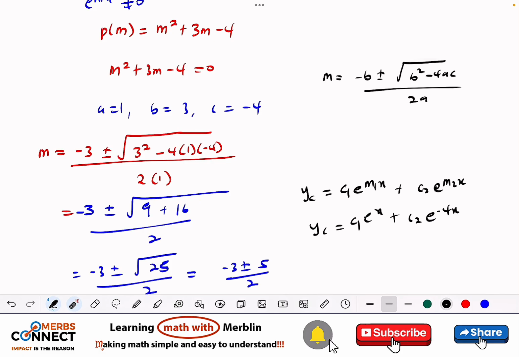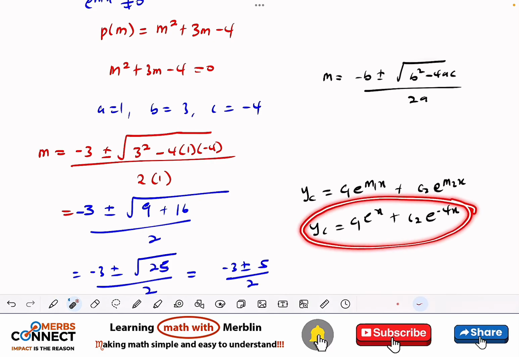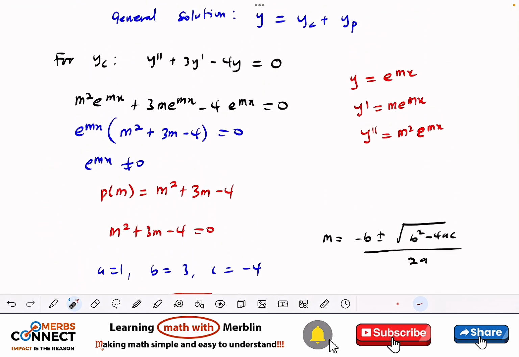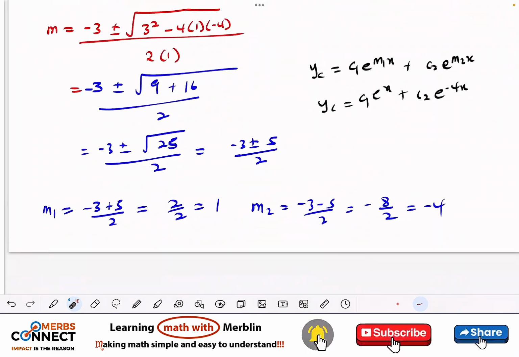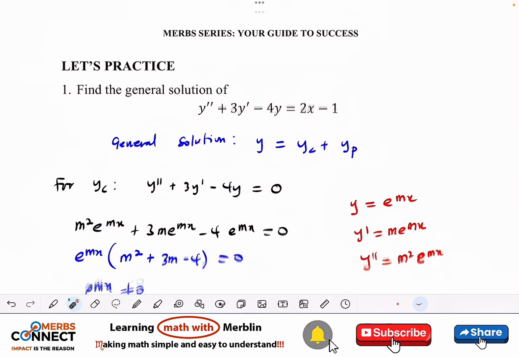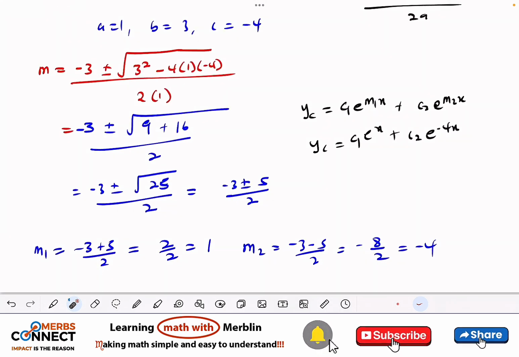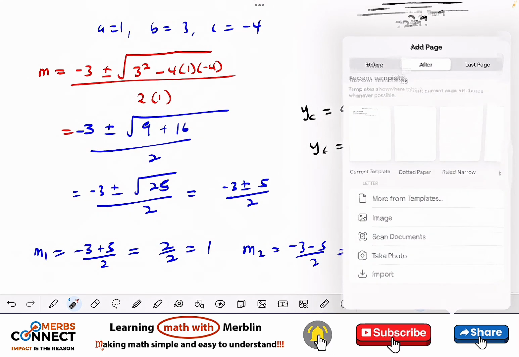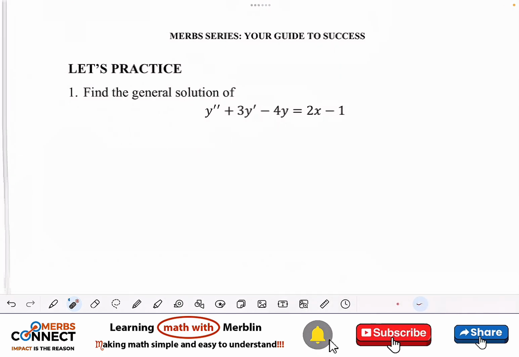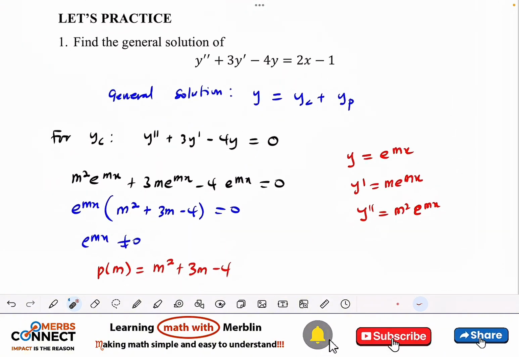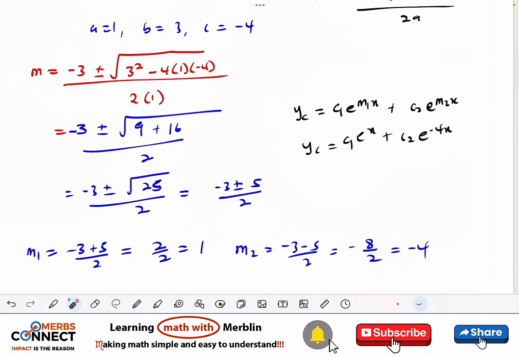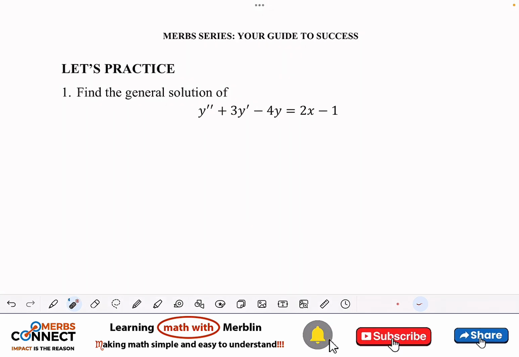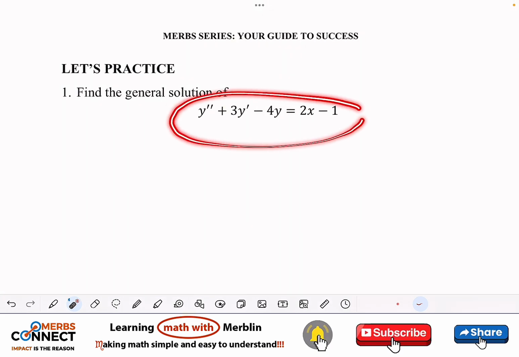So this is the complementary solution. Let's go and figure out the particular solution. Oops, I didn't leave a space for solving this. Okay, so let me add one page to this. Okay, so don't mind this, it's the same thing again that we are solving. So now that we are done with the complementary solution, we have the equation here.